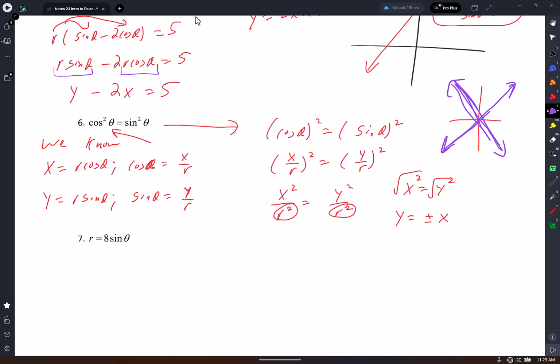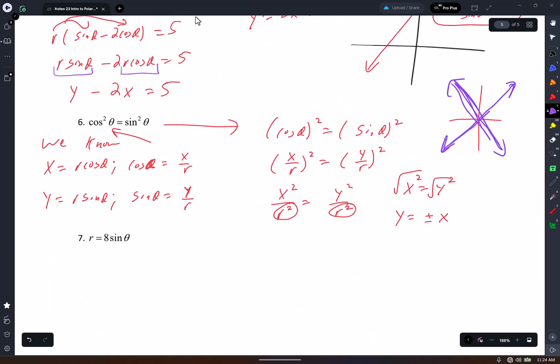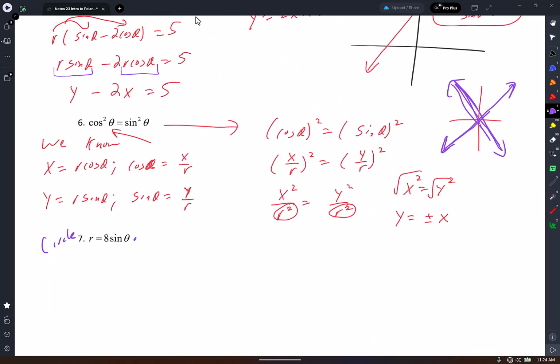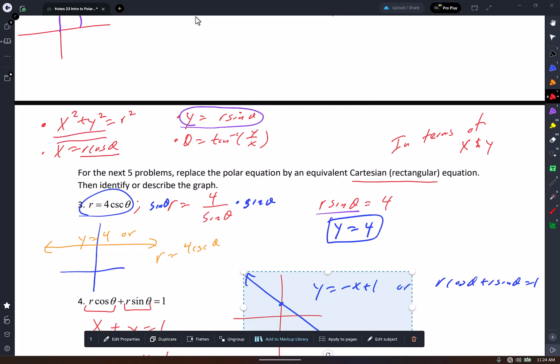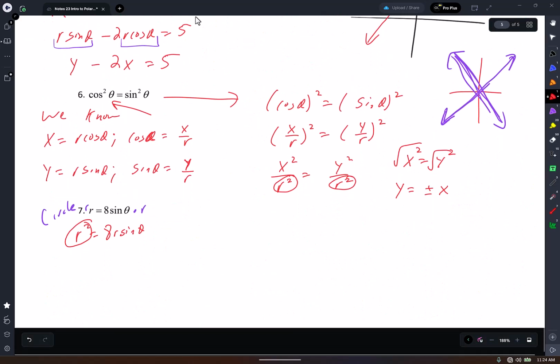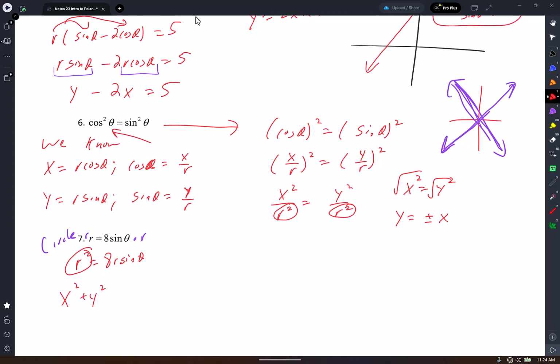All right, last one. You see, this isn't so brutal, guys. What am I going to do? Well, these are the only formulas I have. I think this is actually going to create a circle. This is a circle. So it needs to look like a circle. So multiply that by r, multiply that by r. So then you're going to have r squared equals 8r sine theta. And then I'm going to replace the r squared with this guy right here. So I'm going to write x squared plus y squared equals, and then look, that says r sine theta equals 8y. R sine theta is y.